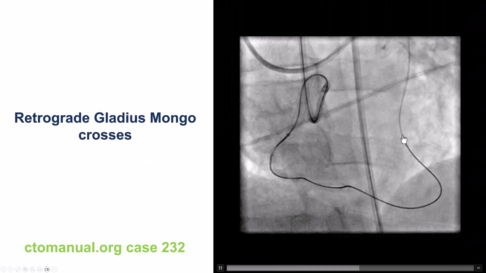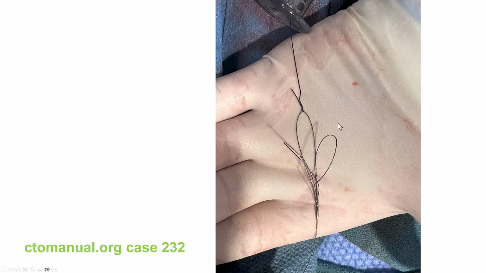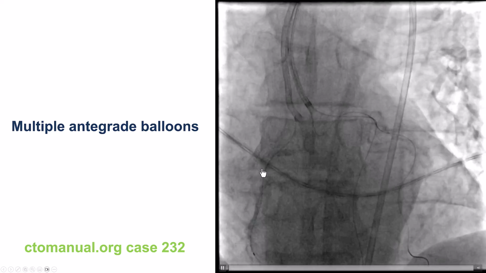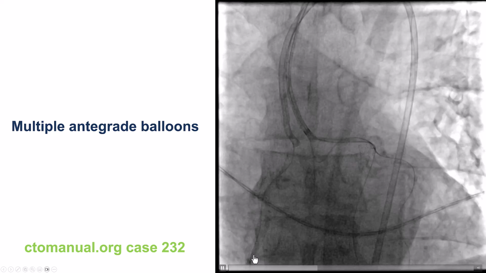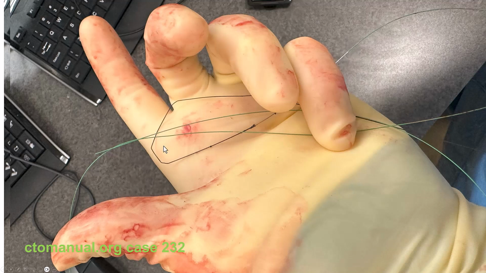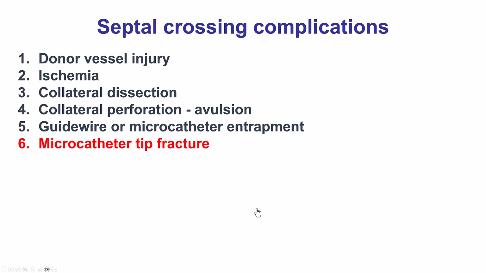This is another example. This is a retrograde crossing of a very calcified right coronary CTO. We ended up snaring and externalizing a guide wire. This is a Gladius Mongo, but then we couldn't deliver anything antegrade and could not remove the guide wire. The guide wire became entrapped. Eventually, the patient had to go to surgery. Another option for cases like this is to use a rotablator to cut the wire, which might facilitate retrograde retrieval.